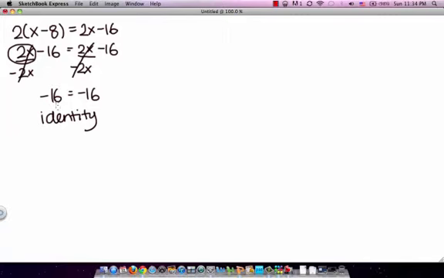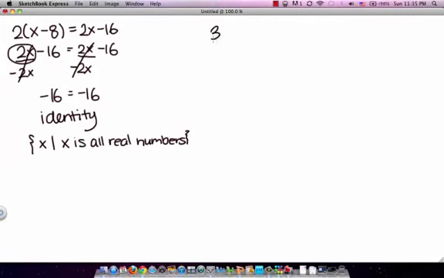right? Meaning the solution set looks like x, such that x is all real numbers. Or for that matter, it might be any real numbers, right? So the solution set for this one is all real numbers. So let's look at the next one.